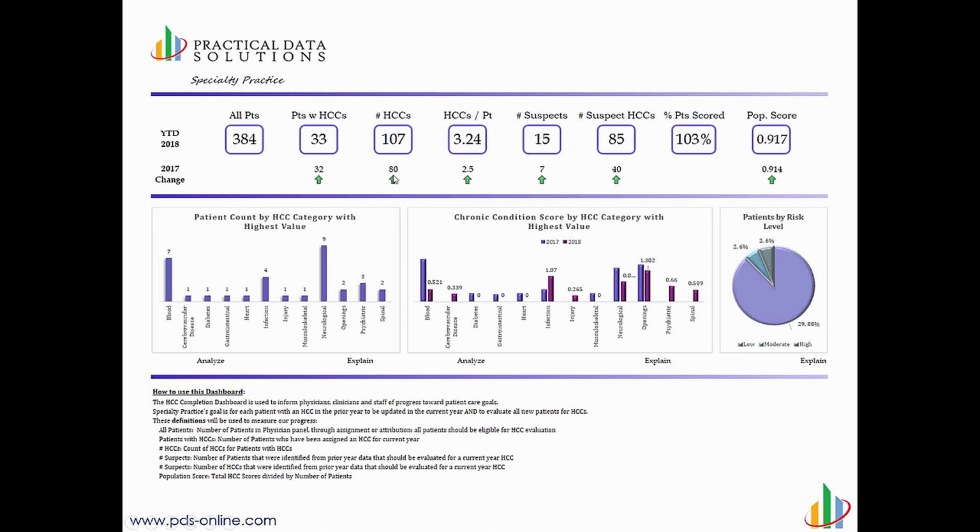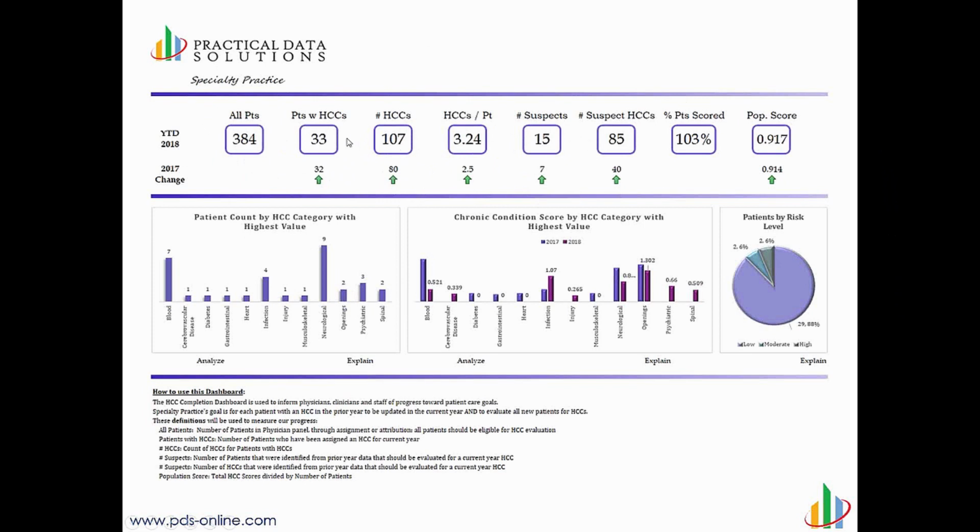We have more patients. We have more HCCs. Even the acuity of the patients, the number of HCCs per patient, has gone up. We also can see if there are suspects or patients that potentially should be seen or should be tracked or fall into these risk categories that need to be followed up through.